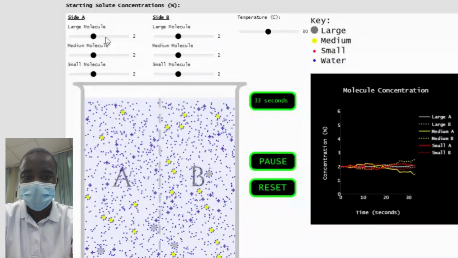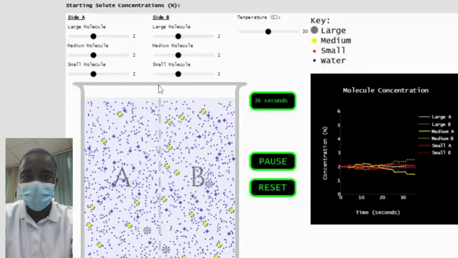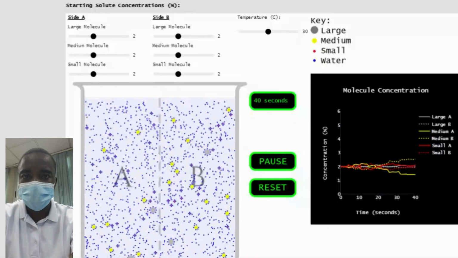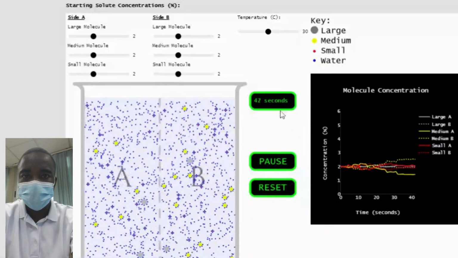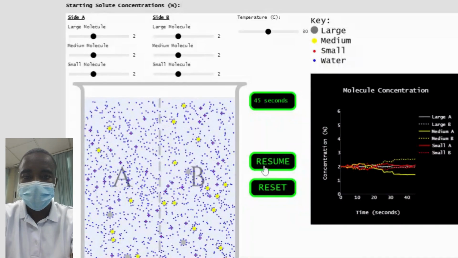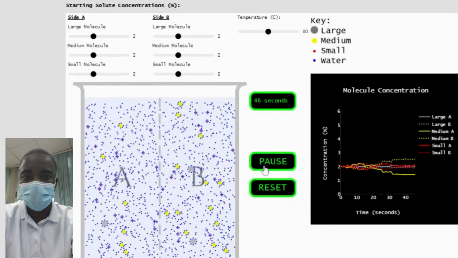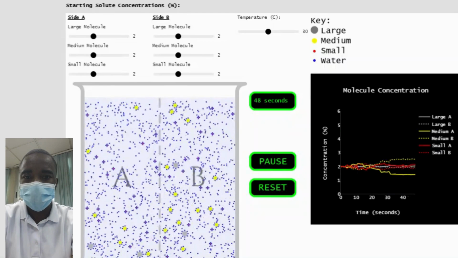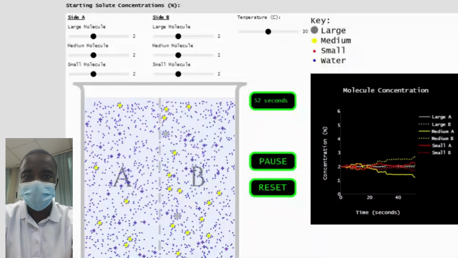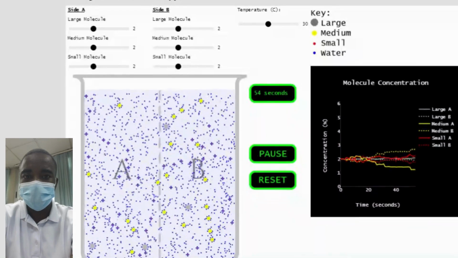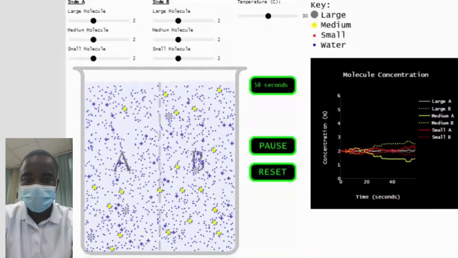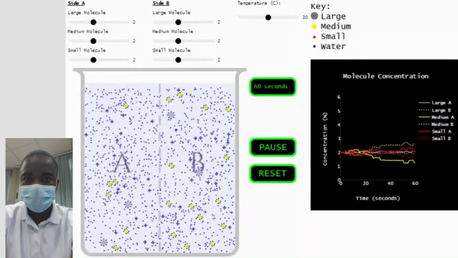A semi-permeable membrane is a barrier that allows certain molecules to pass through while blocking others based on their size, charge, or other properties. In biological systems, cell membranes are semi-permeable, regulating the movement of substances into and out of cells. The simulation models a semi-permeable membrane that separates two sides of a beaker, with one side containing a solution of solutes and the other side containing pure water. Key concepts explored in this simulation.